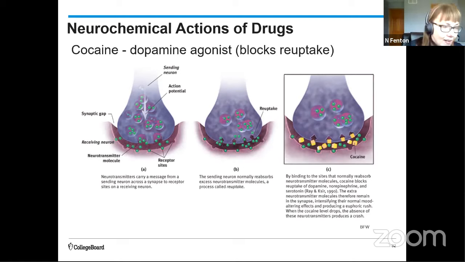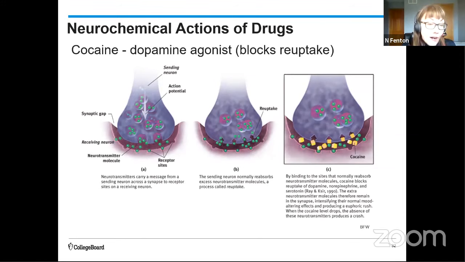So on the far left of the screen, you're going to have section A. This is traditional neurotransmitters carrying a message, right? So you have the sending neuron. In this case, it's sending, let's say, dopamine. And those dopamine molecules are in the synapse, and they're going to hit the receptor sites on the postsynaptic cell. And hopefully, maybe the cell fires.